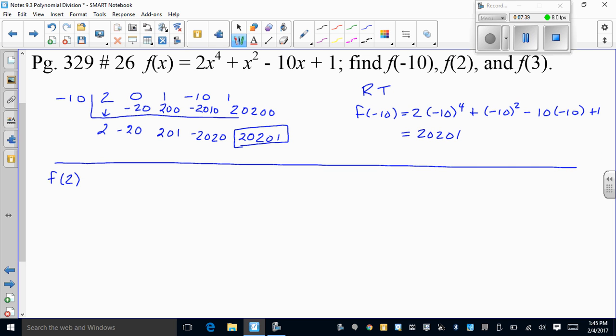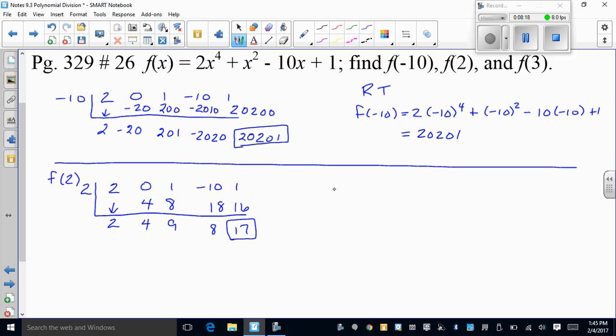Otherwise, make the box. We put in 2 here, all those values again. So 2, 0, 1, negative 10, and 1. Bring down the 2. 2 times 2 is 4. 2 times 4 is 8. Plus 1 is 9. 2 times 9 is 18. Minus 10 is 8. Times 2 is 16. Plus 1, 17. And there's the value they were looking for.